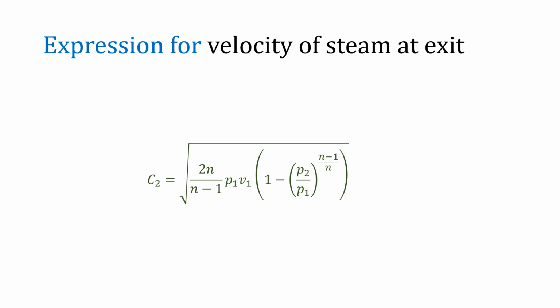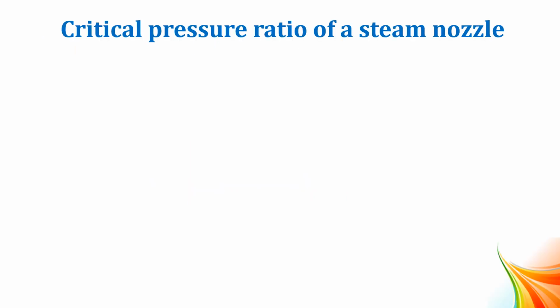So by bringing in PV power n equal to constant, we can modify the C2 equation into the square root of 2n by (n minus 1) P1 V1 within the bracket 1 minus (P2 by P1) power (n minus 1) by n. This is in terms of P2 by P1. P2 by P1 is given, n also will be given, so we can easily find out C2. Without using the enthalpy term, we can find out the exit velocity of the steam nozzle. This is another formula to calculate the steam velocity at the exit of the nozzle.